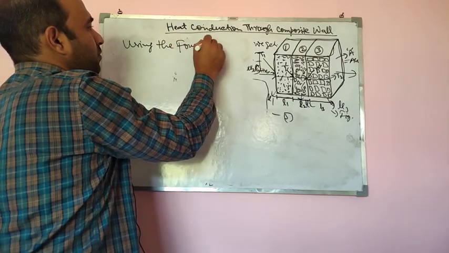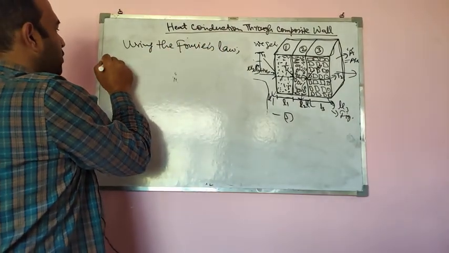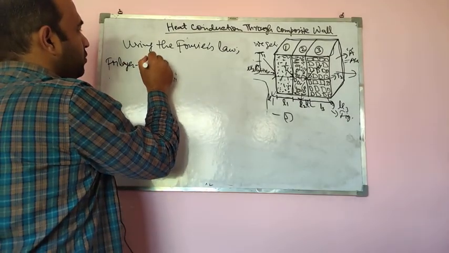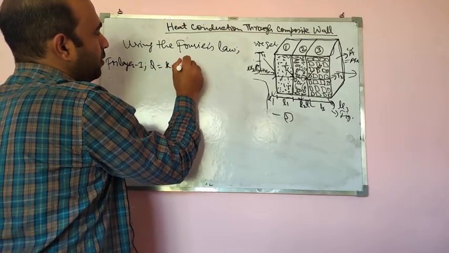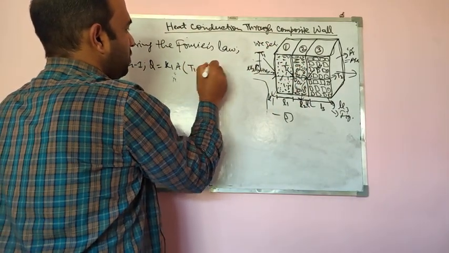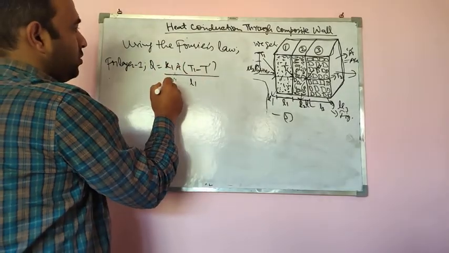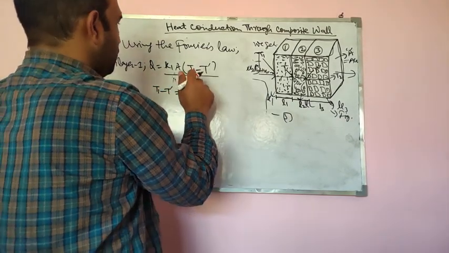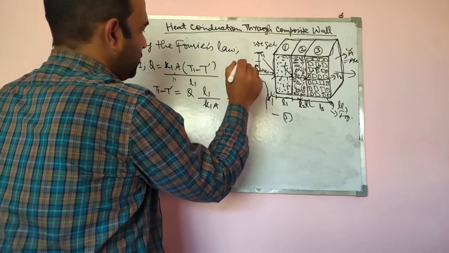which we have discussed in our previous lecture. So Fourier's law, if we write it for layer 1, we can write Q is equal to K1 A, and the difference of temperature will be T1 minus T prime, divided by L1. Or if we just rearrange it, we can write T1 minus T dash is equal to Q L1 by K1 A. Let's call this equation 1.